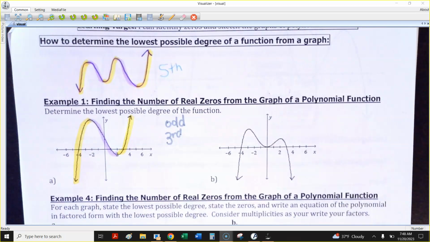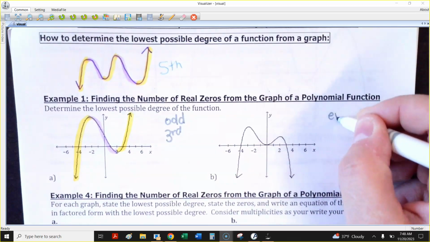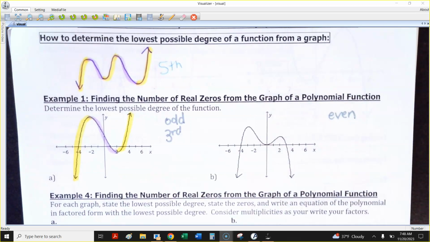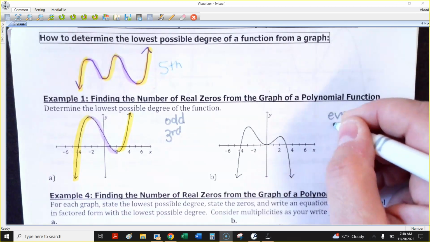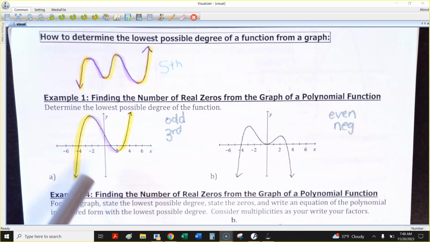All right, what do you guys think for the graph next to this, even or odd? Even. Okay, let me also ask you, is the leading coefficient positive or negative? Negative. Good. This has to be even and negative. Let me back up to this one. Is this one positive or negative?